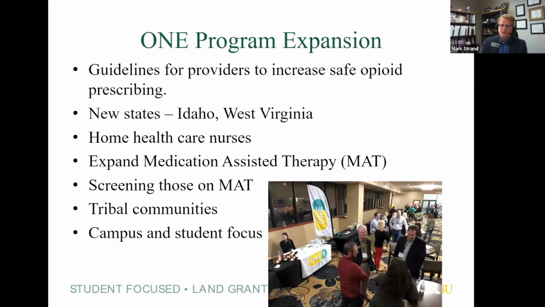A couple of things to share. Here are some of the expansion opportunities. We want to provide rigorous guidelines for providers. We've been working with pharmacy, but we would like to see more attention paid at the prescribing level. We've expanded the ONE program to 2 states, Idaho and West Virginia. We were thrilled to have a chance to deliver this in really the epicenter of the opioid crisis in America, there in West Virginia. And the state of West Virginia is thrilled to be implementing it.